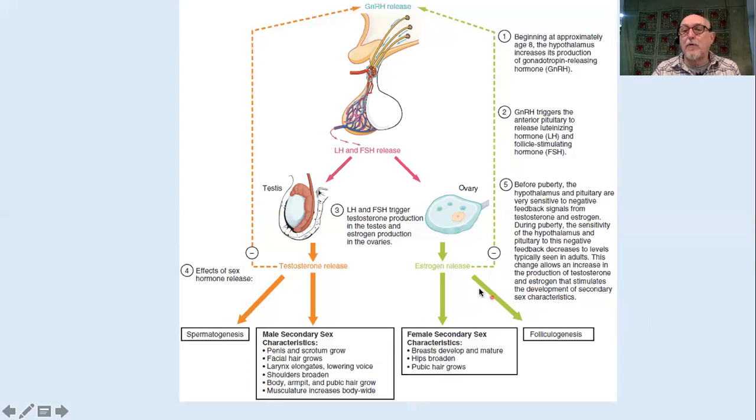And very, very importantly, the males will begin to produce sperm, and they do that in response to the presence of luteinizing hormone and follicular stimulating hormone. And in the females, the female ovary begins to prepare for its first ovulation, for the maturation and the release of an egg in the first ovulation that takes place.